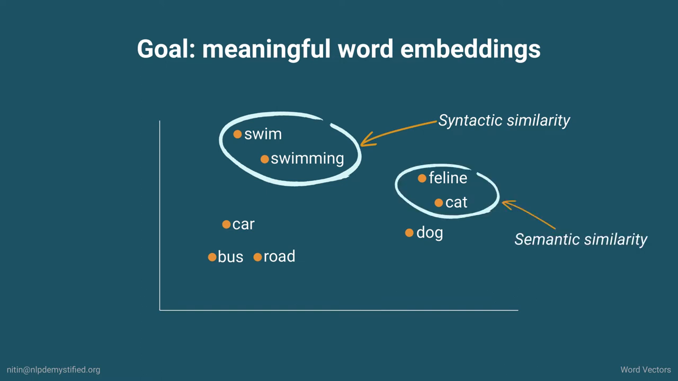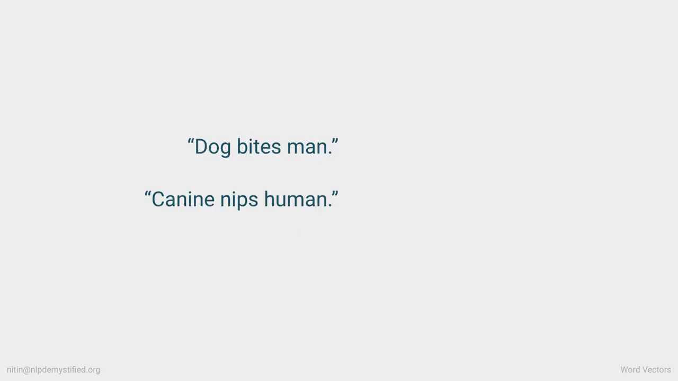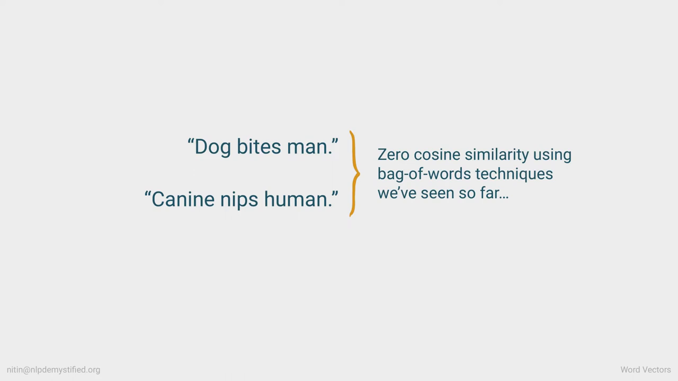The same applies to words such as feline and cat, an example of semantic similarity. And conventionally, so should car, bus, and road, which is an example of semantic relatedness. Why is this useful? As a simple example, let's say you have 2 sentences: dog bites man, canine nips human. Vectorizing these 2 sentences with the bag of words techniques we've seen so far results in a cosine similarity of 0, but we know they do share a similarity.